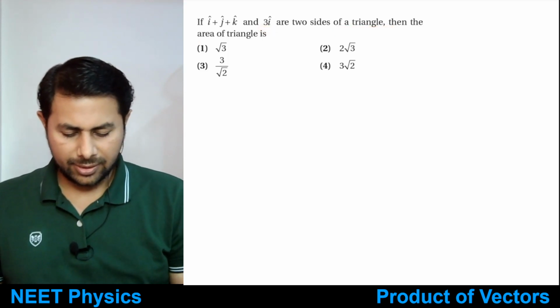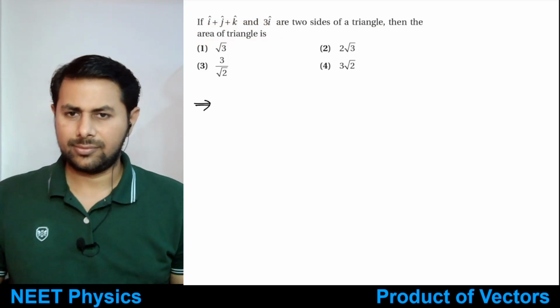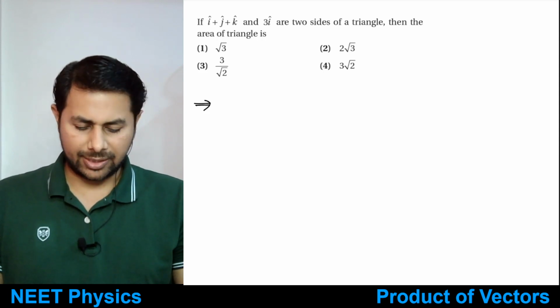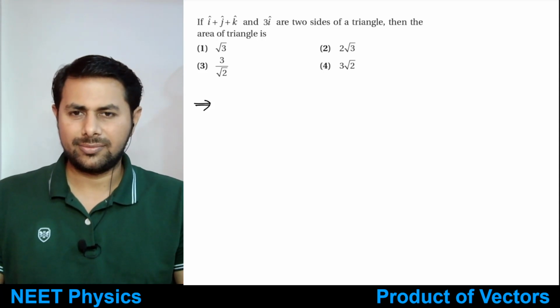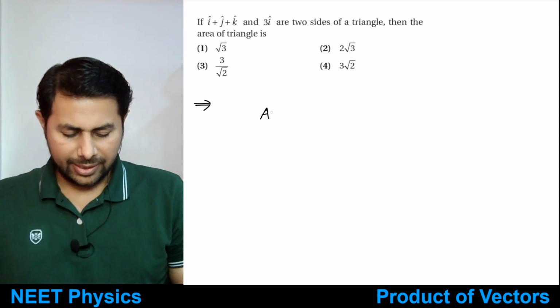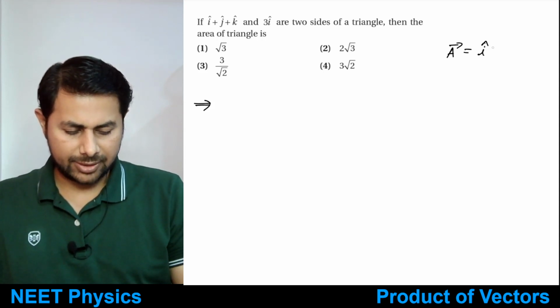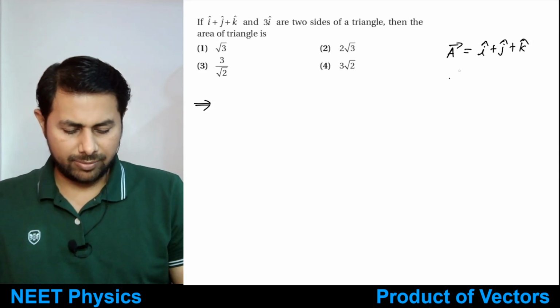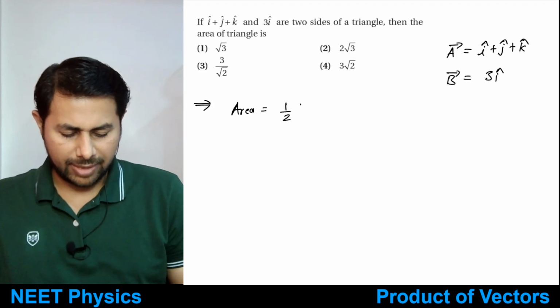All right, next: if I cap plus j cap plus k cap and 3 I cap are two sides of a triangle, then the area of the triangle is... So we know that for the area of a triangle, suppose a bar is equal to I cap plus j cap plus k cap and b bar is equal to 3 I cap. The area is half of the magnitude of a bar cross b bar.